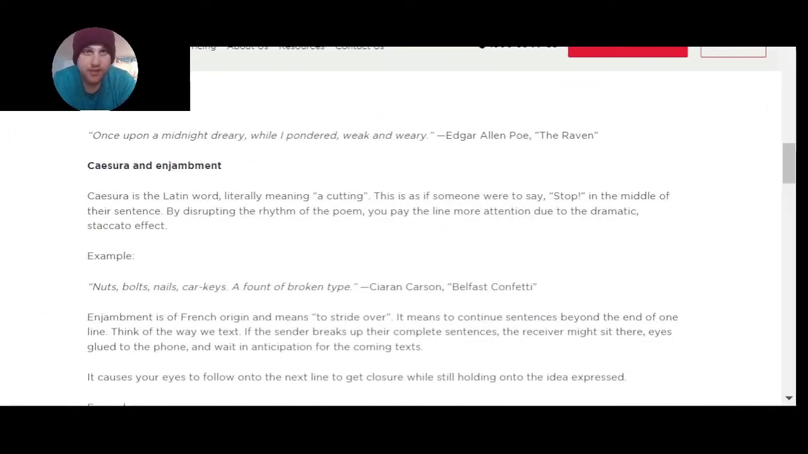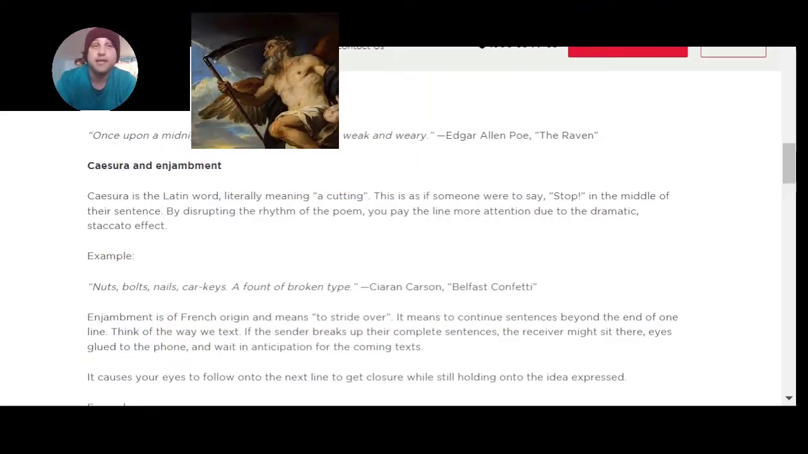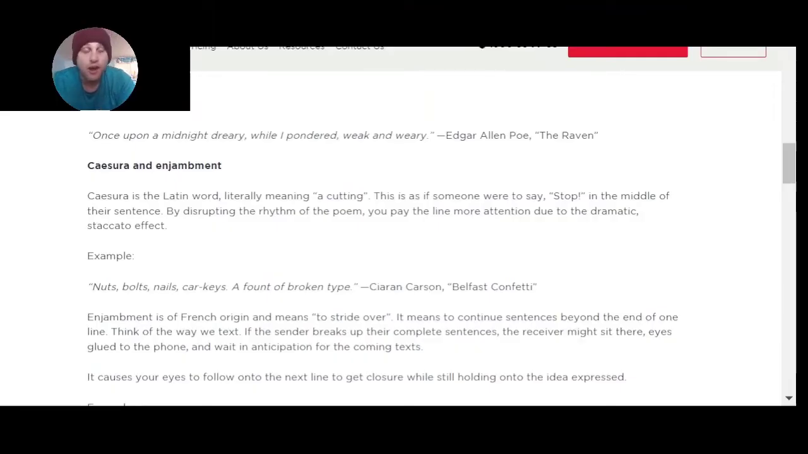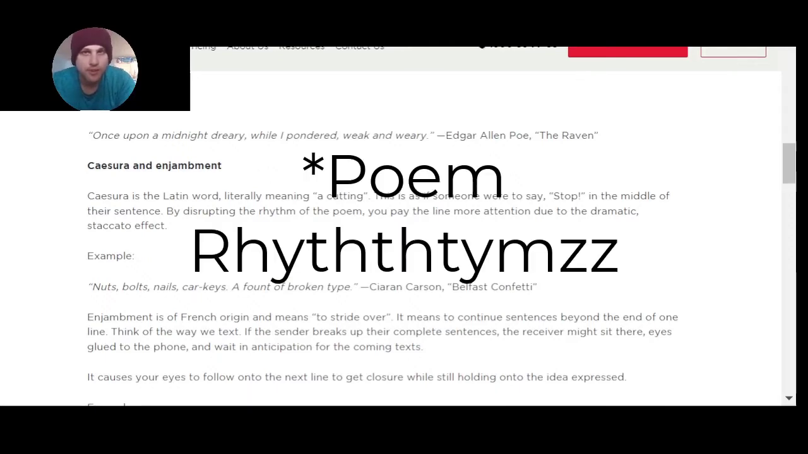Number 2. Caesura is the Latin word literally meaning cutting. It is all about being able to disrupt the rhythm of your actual poem.